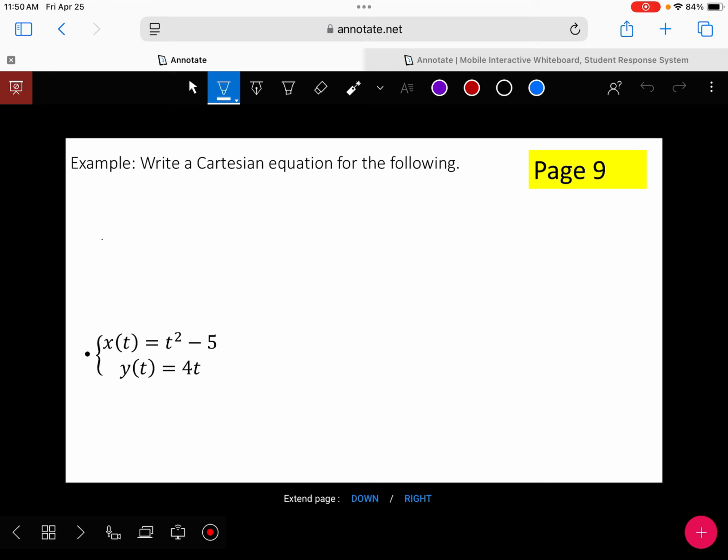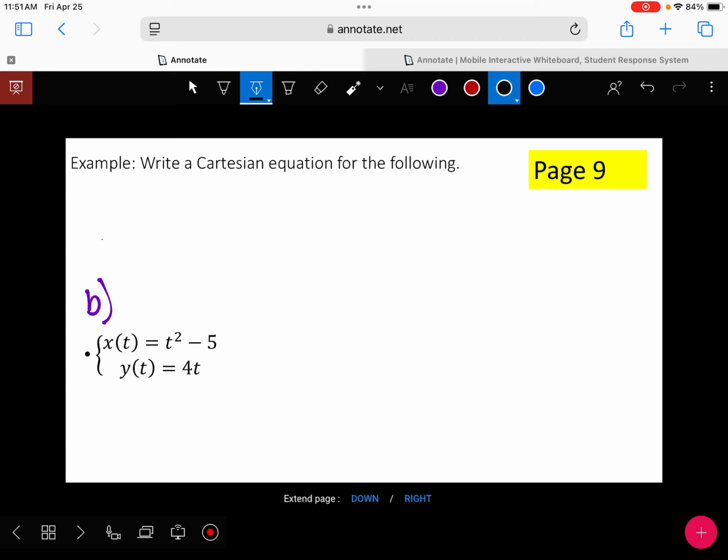So now, this is question B, still on page 9. Let's look at what we have. When I started out, did I have any red lights? No. Does x of t or y of t have a red light? No. So I'm starting off with all real numbers. Okay, so now let's solve it.